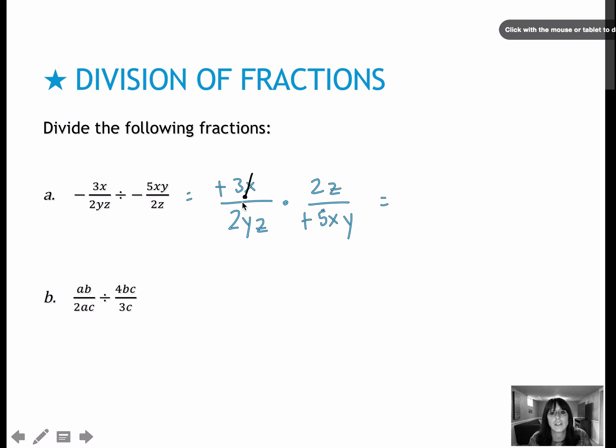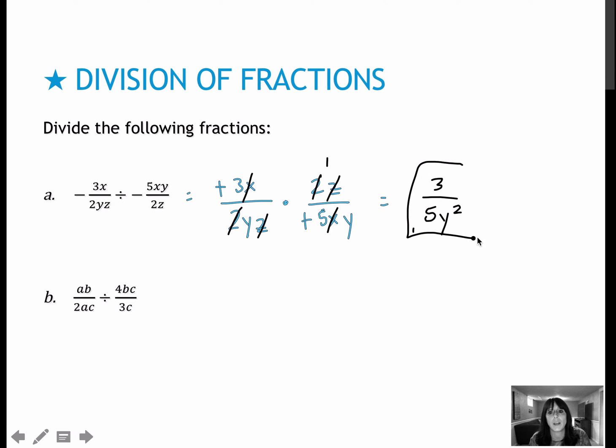I have an x on the top and an x on the bottom that I can cancel. I have a z on the top and a z on the bottom that I can cancel. I have a 2 on top and on bottom. And I think that's all I have. So now let's see what I have left. I have positive 3. And then nothing's left except for a 1, so 3 times 1 is 3. On the bottom, I have a y and a 5 and a y, which would be 5 and 2 y's, so 5y squared.